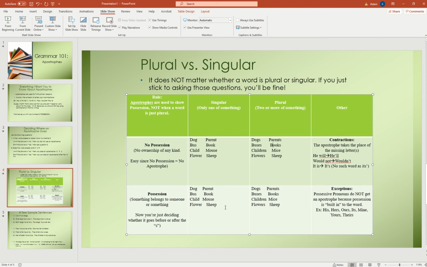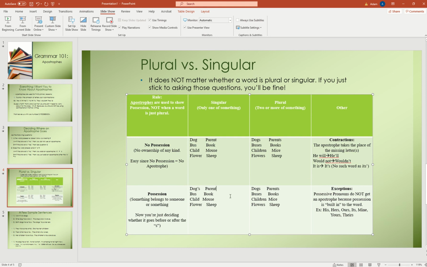This is obviously where we'll need our apostrophes. We're doing singular words first, so exact same as this column, dog. The dog has a toy. It is the dog's toy. Is there possession? Yes, the toy belongs to the dog. Does the word dog end in S? Nope, so I do apostrophe S.